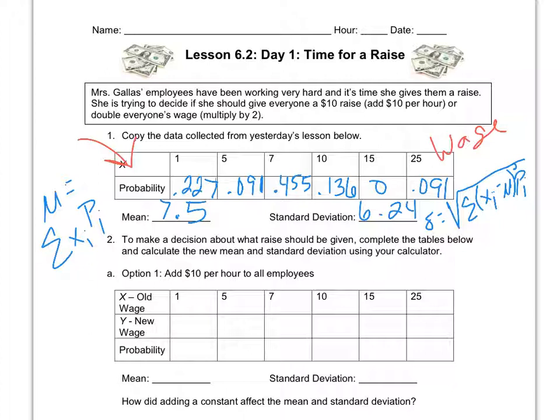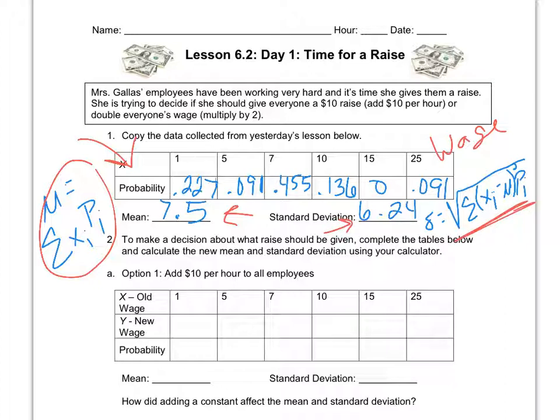Calculating the mean wages comes from this formula right here, because they don't all have the exact same probability. I have to multiply 1 times 0.227, add that to 5 times 0.091, add that to 7 times 0.455, all the way through. So I get a mean of about 7.5, and then a standard deviation of about 6.24.